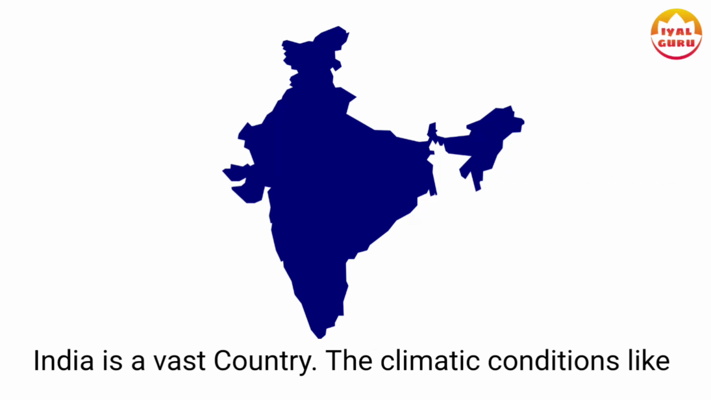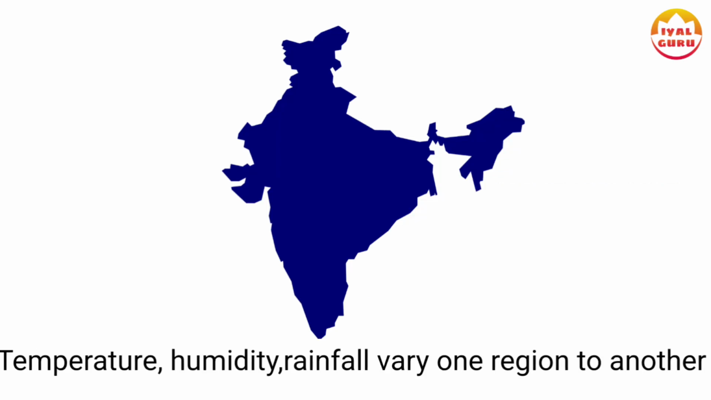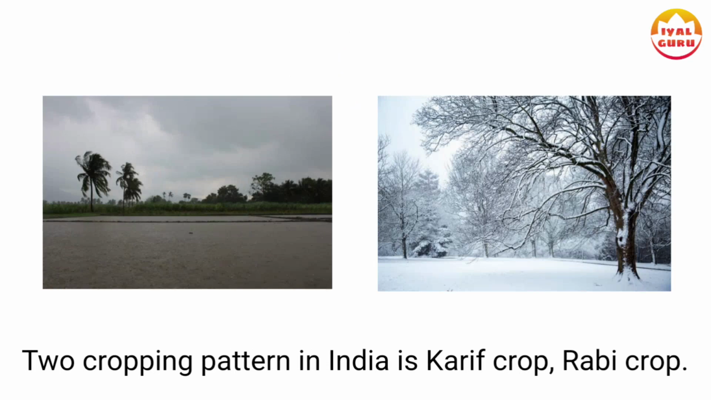India is a vast country. The climatic conditions like temperature, humidity and rainfall vary from one region to another. The two cropping patterns in India are Kharif crop and Rabi crop.